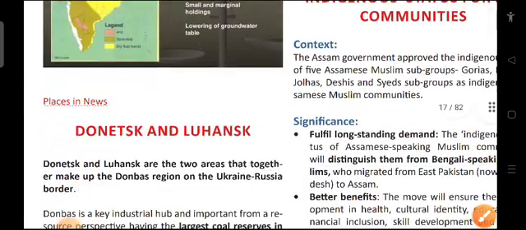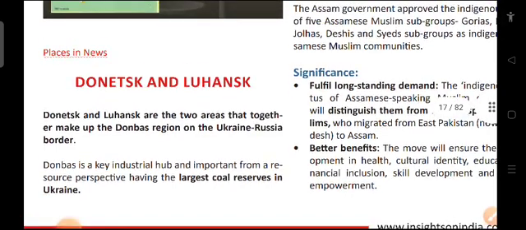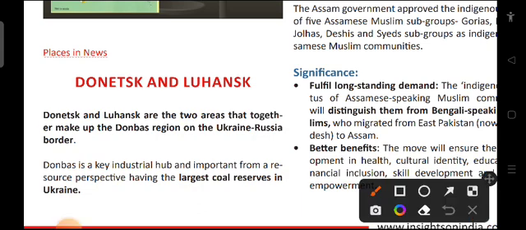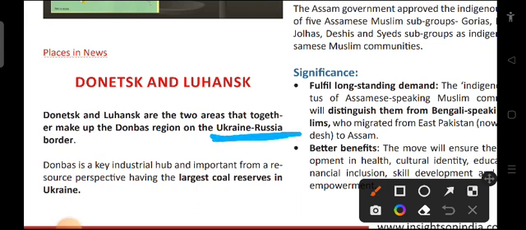Now, let's look into the places in news. First one is Donetsk and Luhansk. These two places, Donetsk and Luhansk, are the two areas that together make up the Donbas region on the Ukraine-Russia border. So on the Ukraine-Russia border, these two places are called Donbas region.